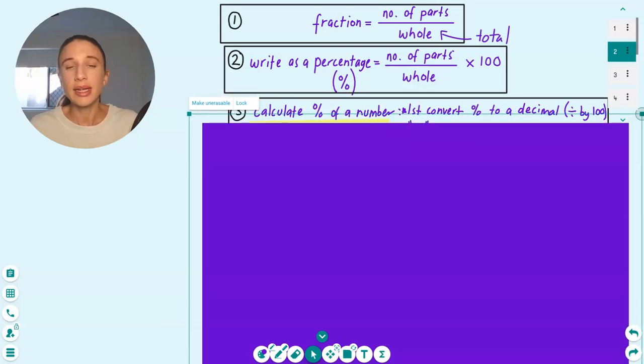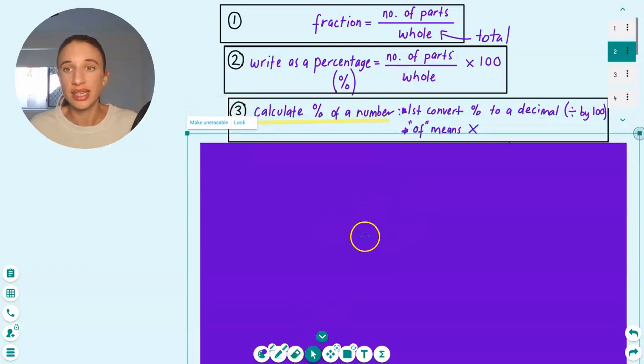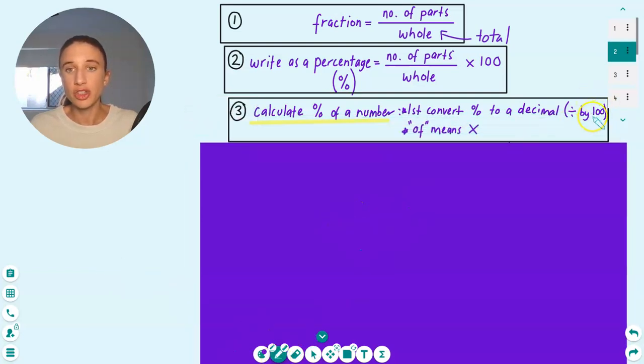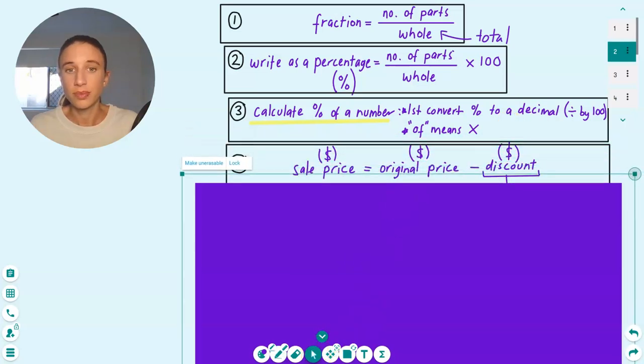If we're calculating the percentage of a number, we first convert the percentage to a decimal by dividing by 100 and then realizing that of means times, means multiply. And we'll get straight into this soon.